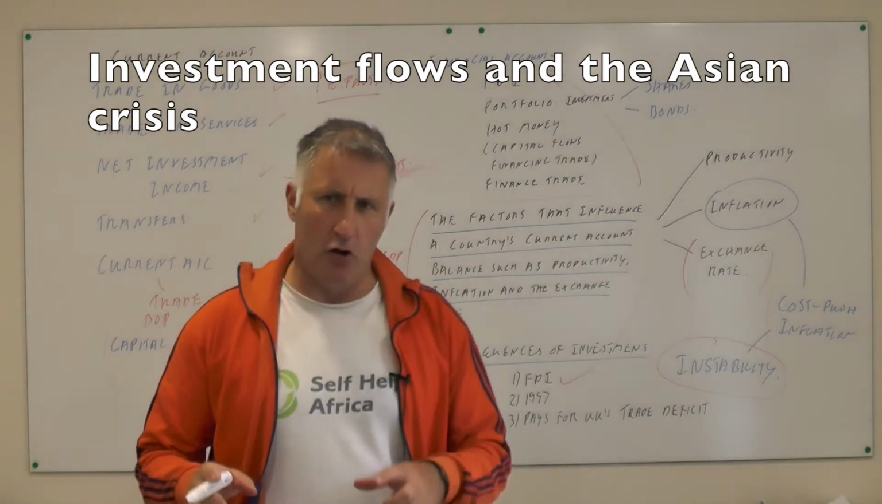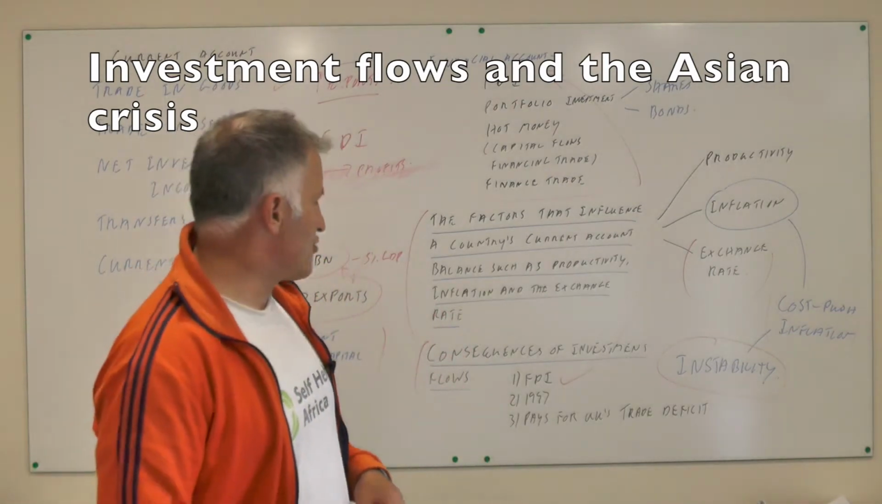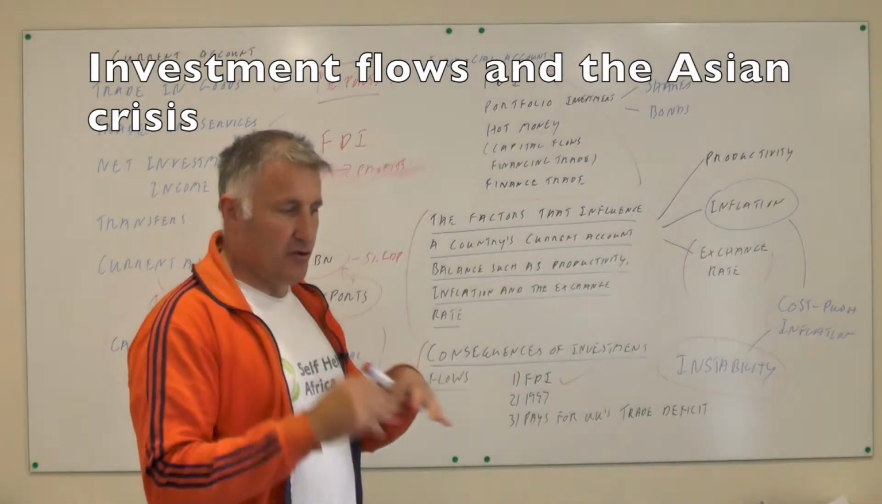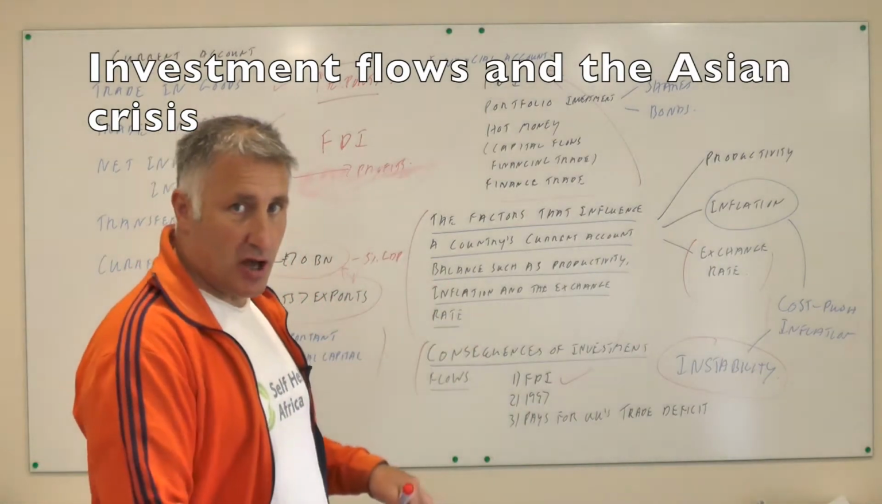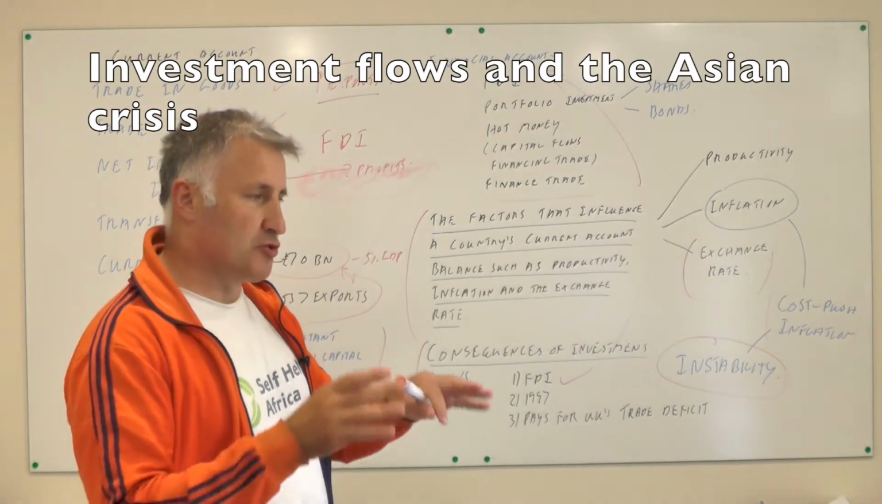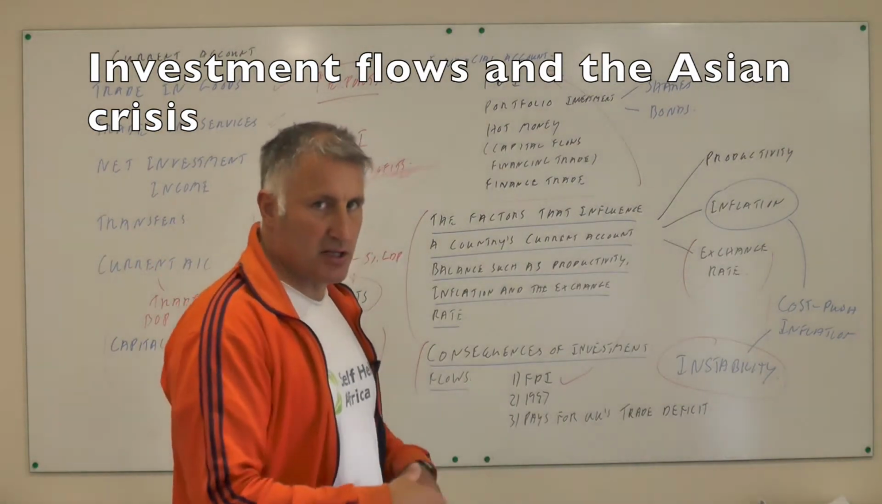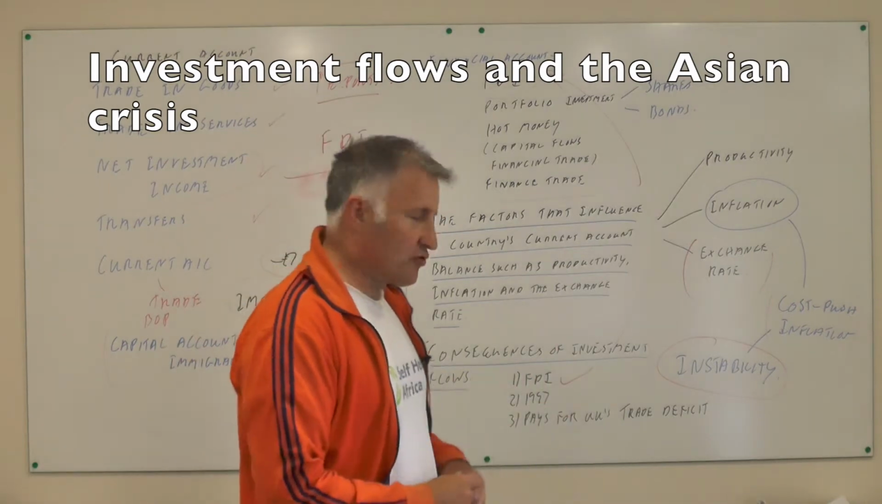Another investment flow, another story to tell, is with the Asian crisis in 1997, where America and the UK and Europe pulled their money out of Asia because there was boom time, but then it was all going to go wrong. They pulled their money out, and that created the Asian crisis, and obviously demand fell in those countries.